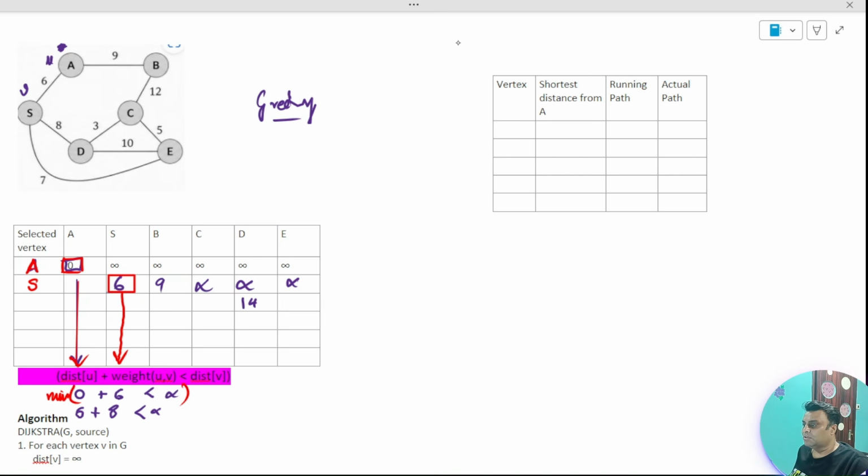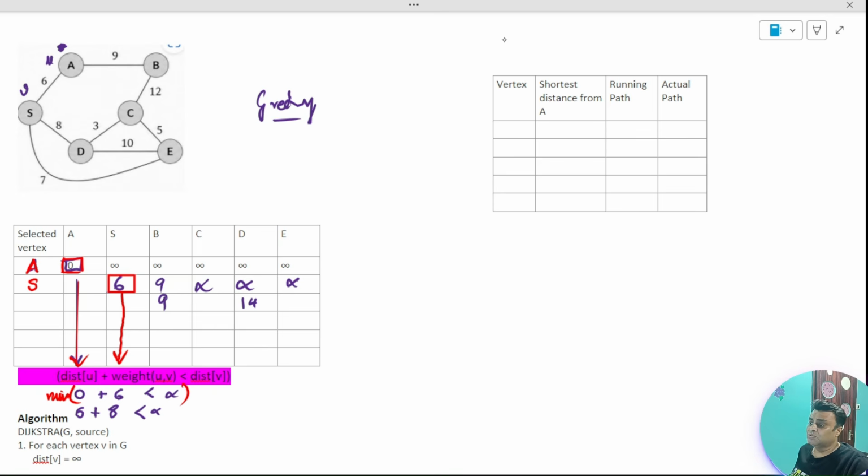So that's my 14. Now, can S go to B? No. So I will keep it the same, because B was already calculated as a minimal figure from infinity. I will not change that. If I cannot change the top row, I will keep it.